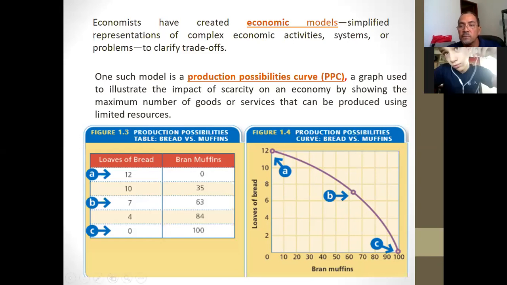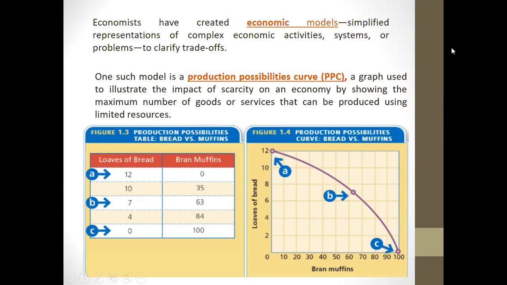All right. Now it says one such model is the production possibility curve, and they call it PPC, a graphic used to illustrate the impact of scarcity on an economy by showing the maximum number of goods or services that can be produced using limited production resources. So this is what it shows. What is the maximum of both? It could be goods or it could be services.